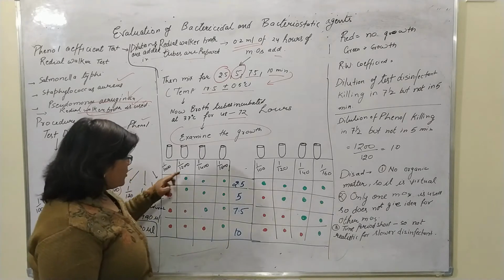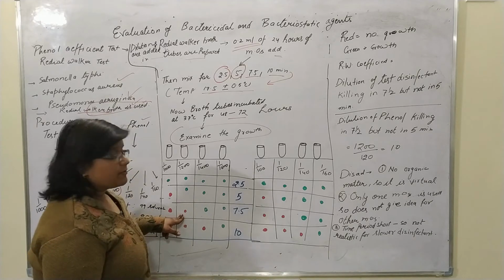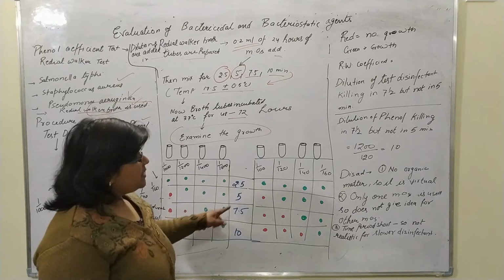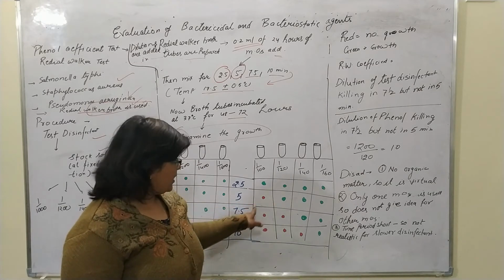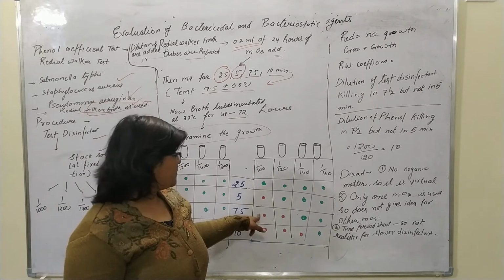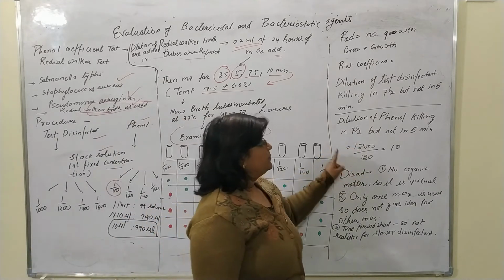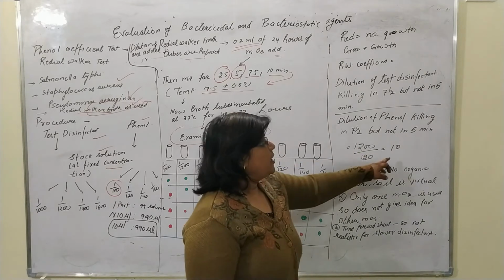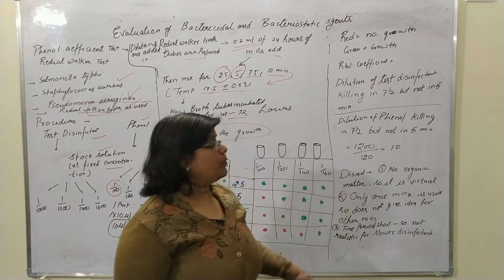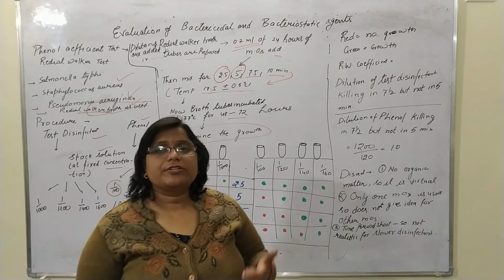Okay, so here you will observe that at the 1:1200 dilution, the microorganism is killed at 7.5 minutes but not at 5 minutes. Same as with the phenol, microorganism growth is observed at 5 minutes but not at 7.5 minutes. So you just divide these dilutions, 1200 and 120, and you will receive 10. The Rideal-Walker coefficient is 10.